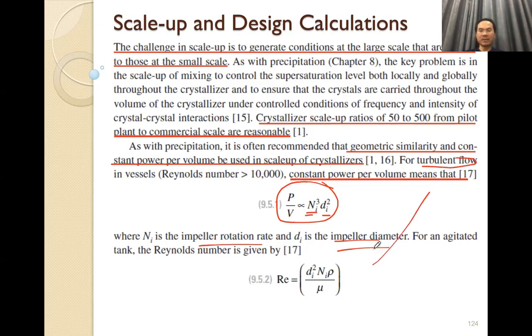You have to check whether this is turbulent or not. You can calculate the Reynolds number. This Reynolds number is not the same as the Reynolds number in the flow in the tube or the pipe. This Reynolds number is based on the impeller, in the mixing operation. That means for that case, Reynolds number equals Di squared Ni rho divided by mu. Di means impeller diameter, Ni is the impeller speed, rho is the density of fluid, mu is the viscosity of fluid. You have to check whether this is greater than 10,000 or not. If it's greater than 10,000, you can use this formula to scale up.